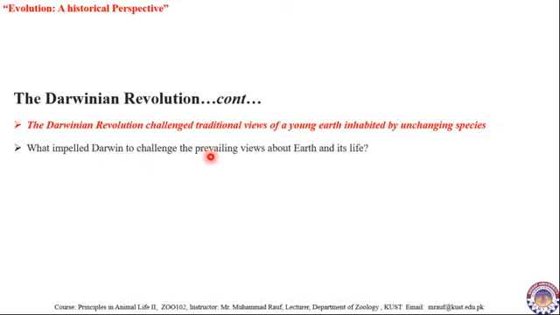What impelled Darwin to challenge the prevailing views about Earth and its life? So from where Darwin picked up different ideas which enabled him to bring a revolution, to come up with something of his own? Research is like building a second story on top of the first one. So what were the different clues which enabled Darwin to say something from his own side? It was the work of various researchers, which includes Charles Lyell, Charles Hutton, Alfred Wallace, Thomas Malthus, Cuvier. These were the various researchers whose findings enabled Darwin to present his theory of natural selection.